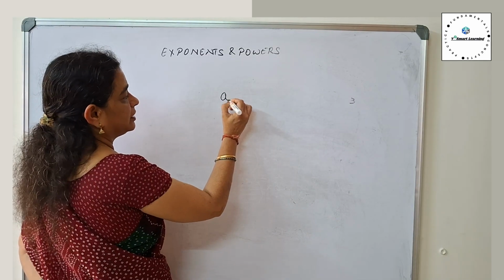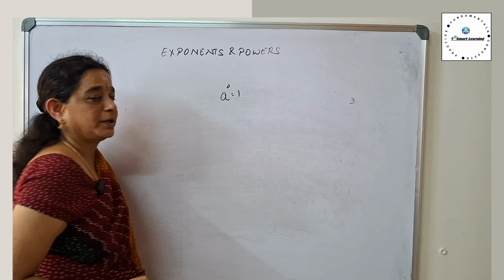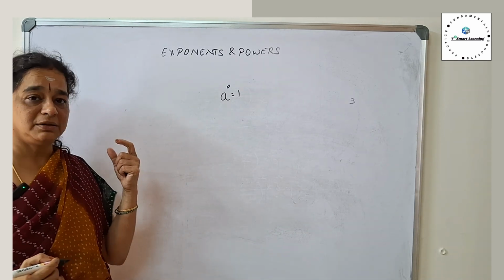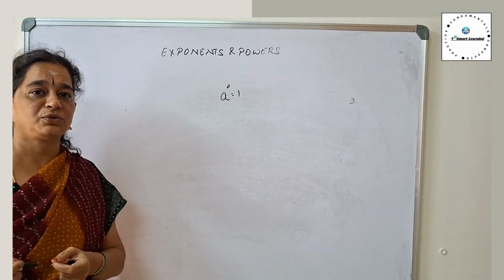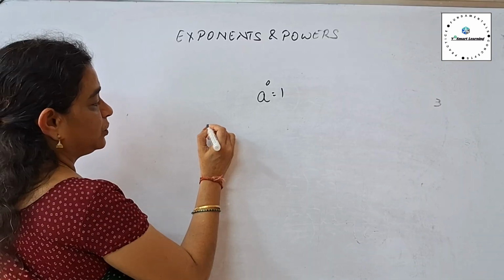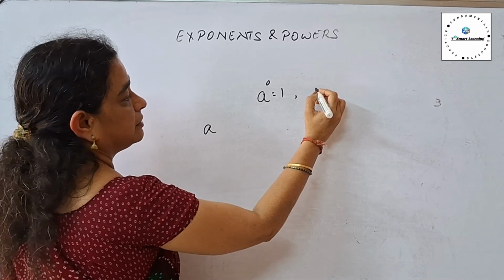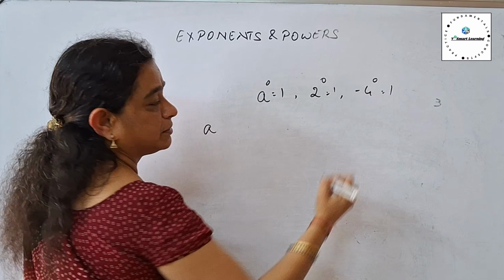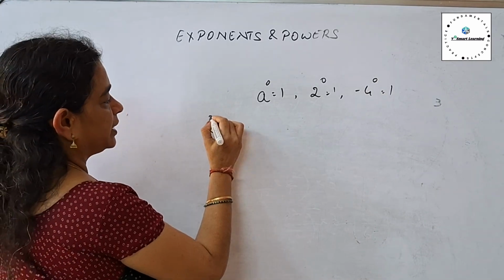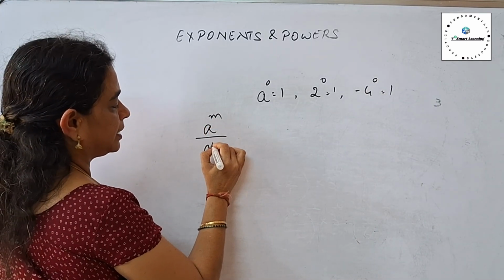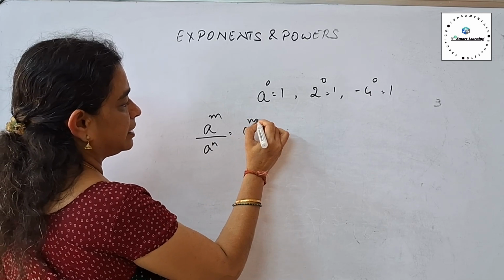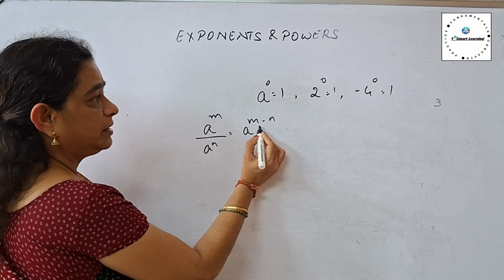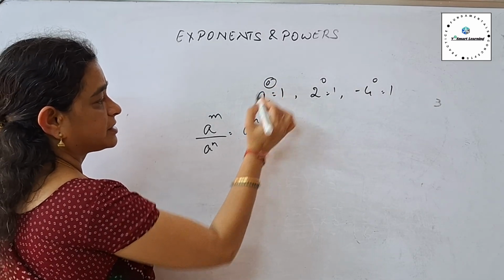I told you a to the power of 0 is 1. Now how is a to the power of 0 is 1? Which means any non-zero number raised to the power of 0 is 1. So we know that 2 to the power of 0 is 1, minus 4 to the power of 0 is 1, any number, okay? So a power m by a power n is equal to a power m minus n, right? Now when will we have a power 0?